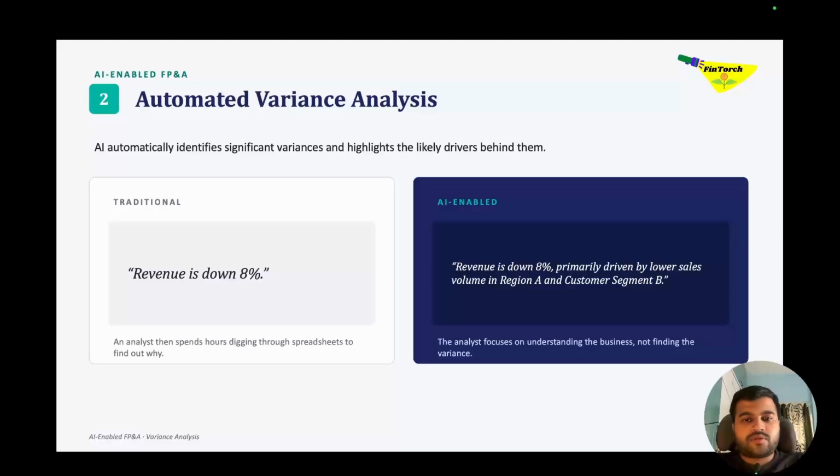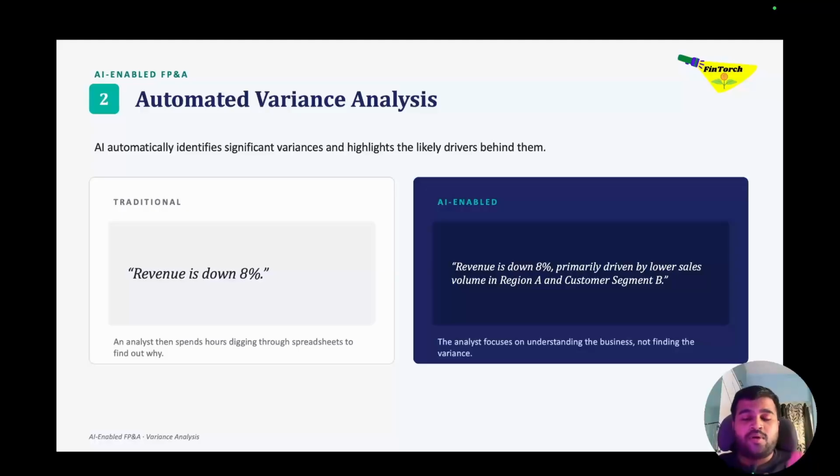You can see on your screen two things. One is on the left side, the traditional approach. It used to just flag that revenue is down 8%, and this was the result of the variance analysis. On top of it, an analyst then needed to spend hours digging into data and spreadsheets to find out the exact reason why the revenue was down by 8%.